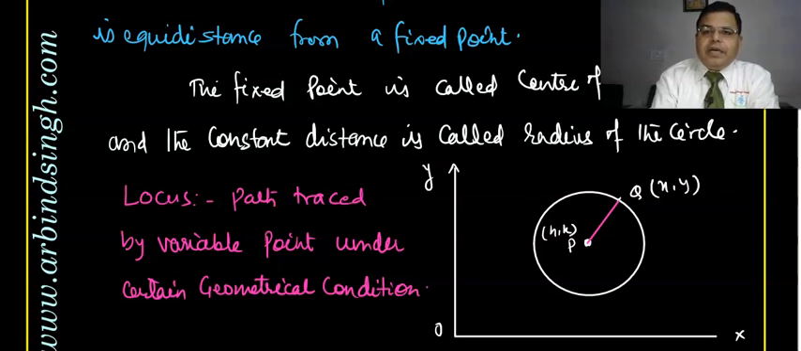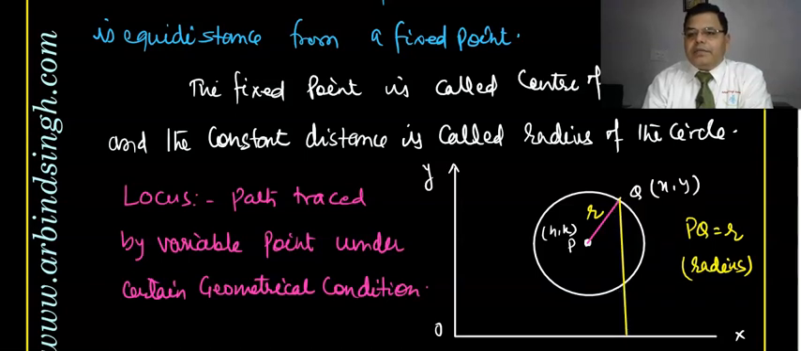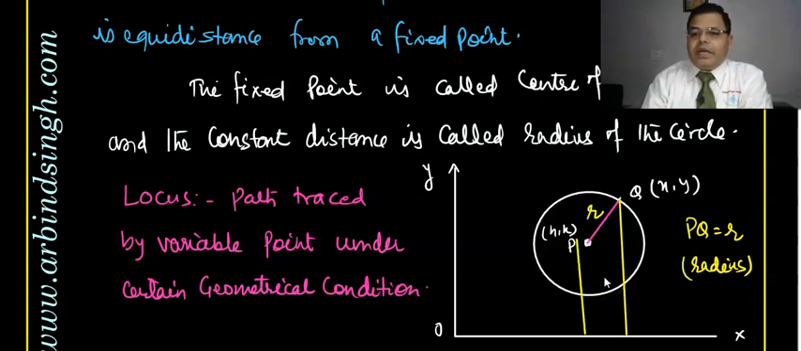Now, what is this distance called? This distance PQ is nothing else but r, which is called the radius of the circle, and this one is called the center of the circle. If you draw perpendiculars right here, this one must be y, because this coordinate is x, y. And this one is k, because the coordinate of h, k has k as its y value. This one is h.